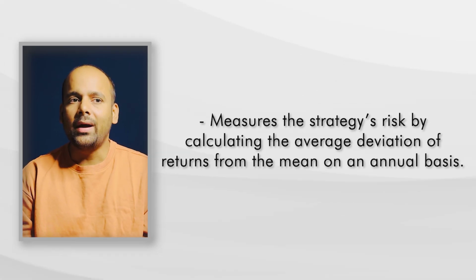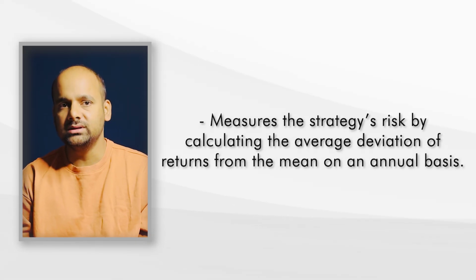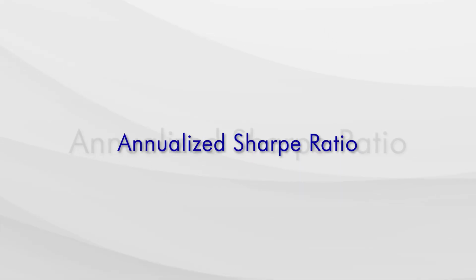Annualized standard deviation is the volatility of the strategy. It measures the strategy risk by calculating the average deviation of return from the mean on an annual basis. Annualized Sharpe ratio evaluates risk-adjusted return by comparing the excess return of the strategy to its volatility. It tells you how much return the strategy can give for the amount of risk you take. Generally, a Sharpe ratio over one is better for the strategy.